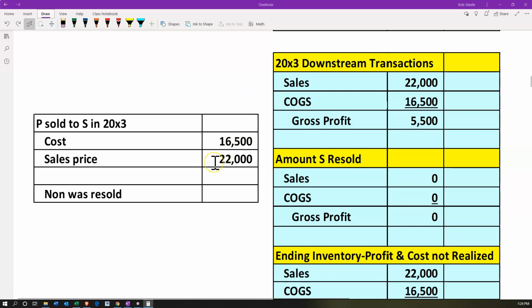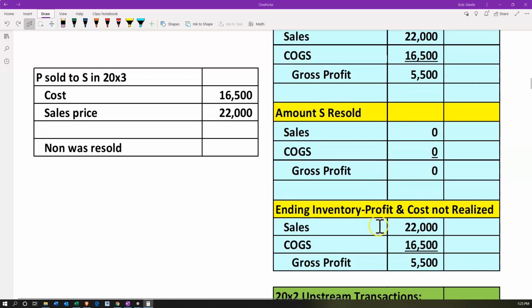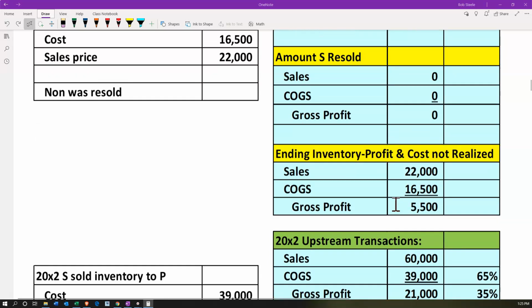So our data said that P sold to S 22,000. So 22,000 here. Cost of goods sold was the 16,500, the difference being 5,500. The amount that was resold, none was resold. Therefore, nothing happens here. So these numbers are just going to flow down. It's going to be reflected in the ending inventory and that's going to be our 3 amounts there.